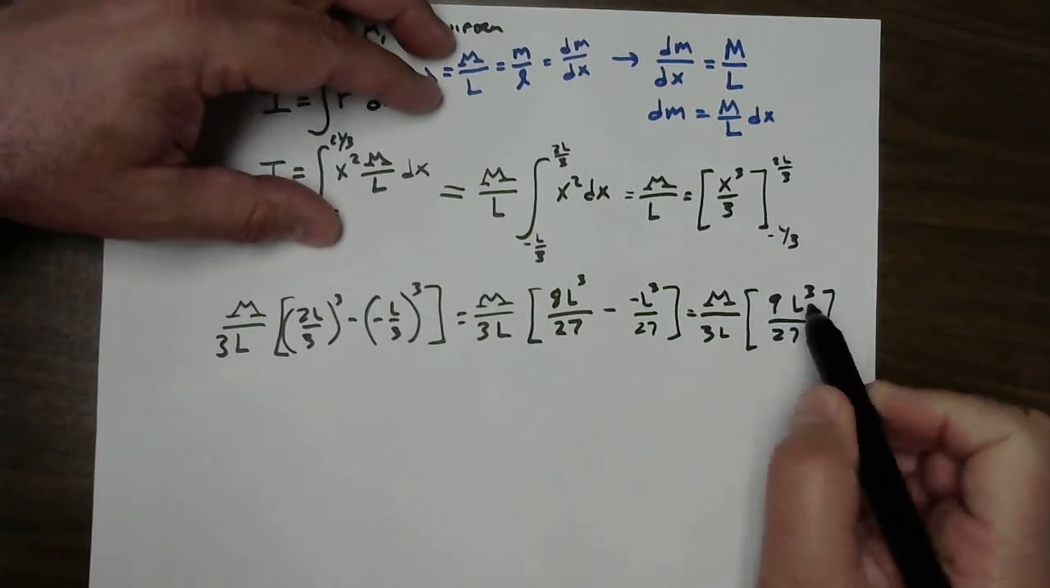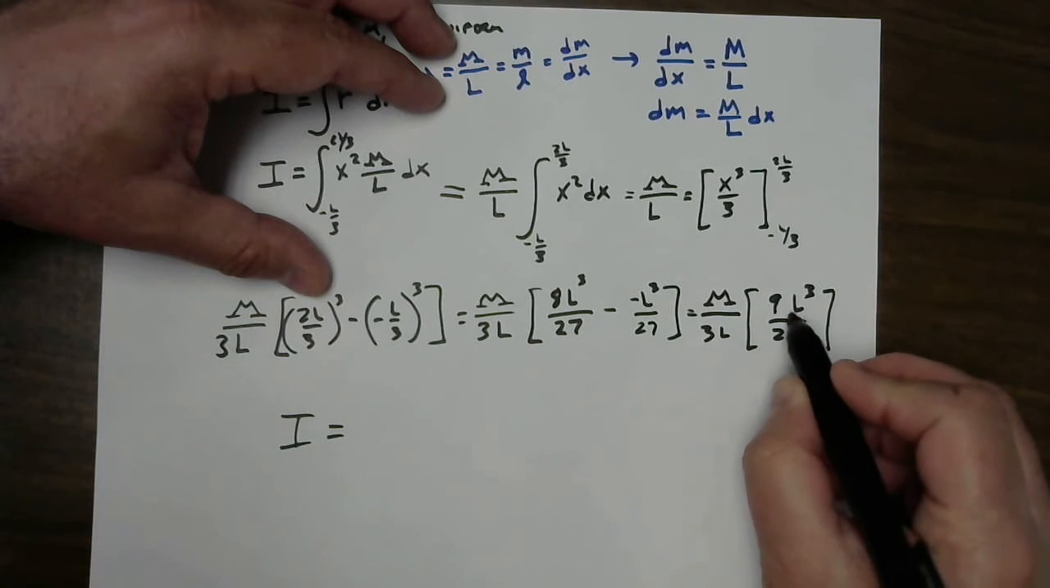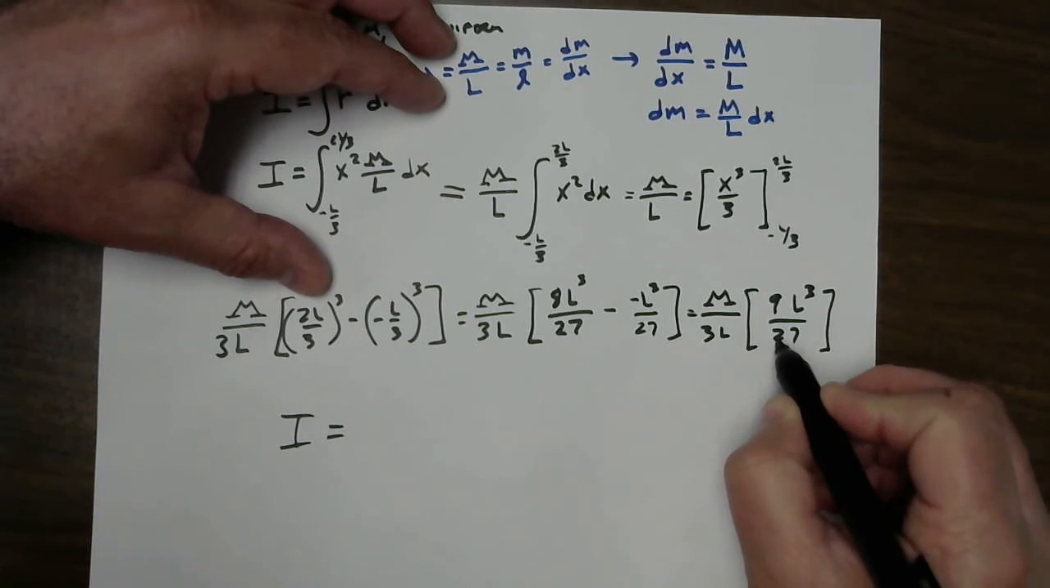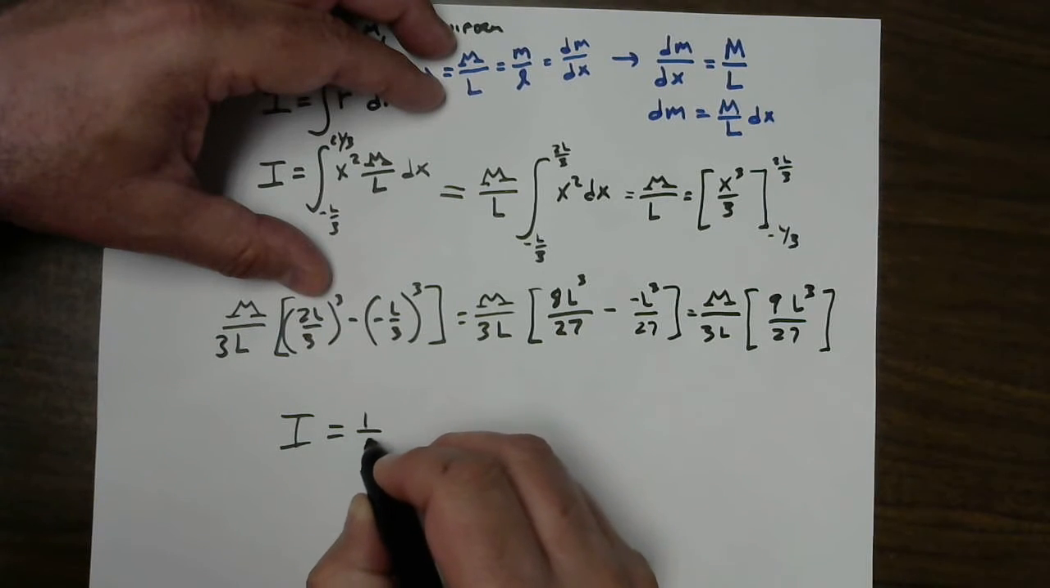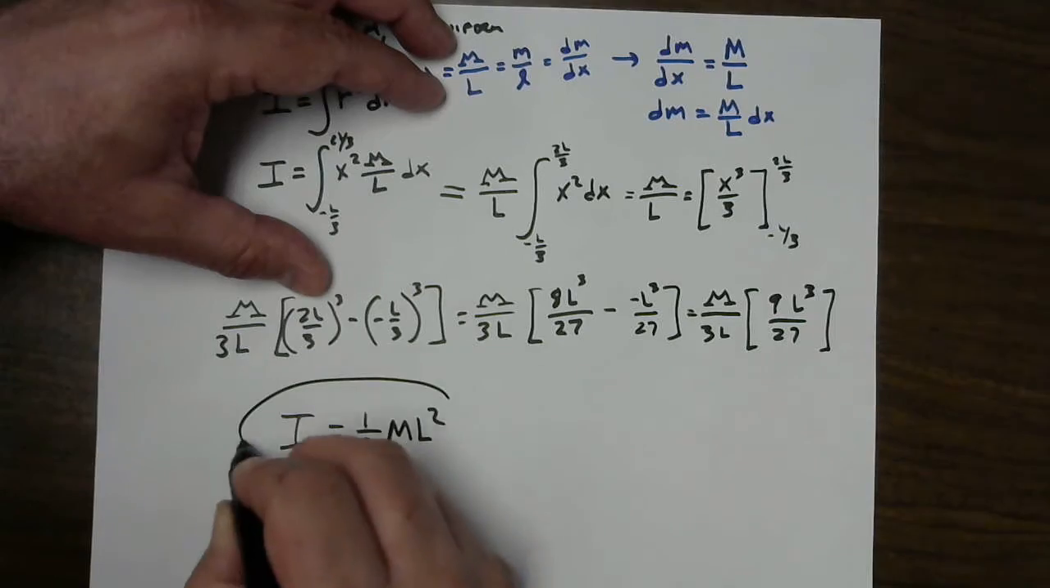And this L and that L are going to do some cancellation of sorts. So we're going to have, where was I? 27, 1/3 and another third. So that's going to bind up with 1/9 mL squared, which is exactly what we got before.